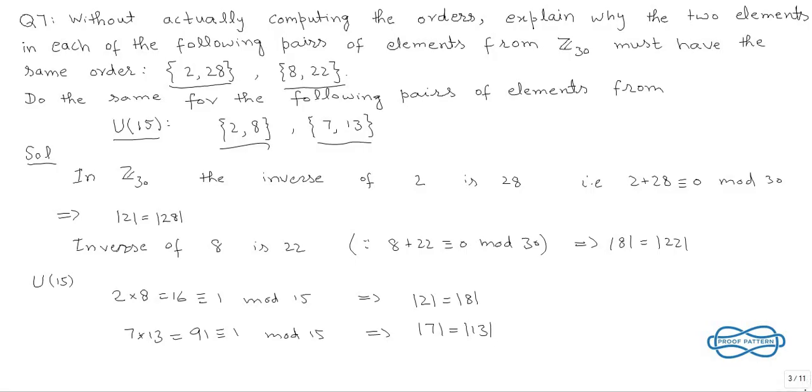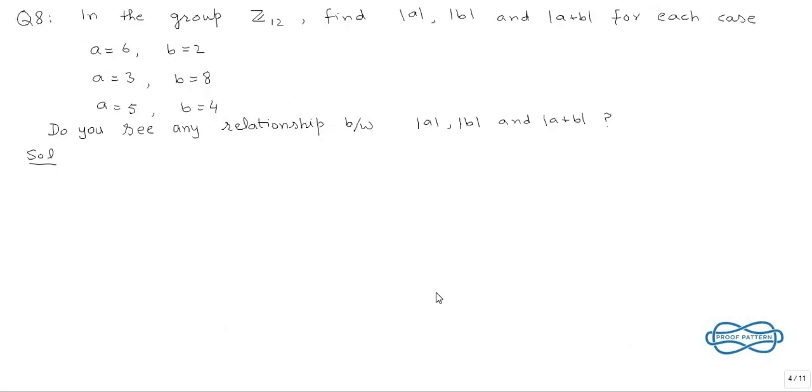We move to the next question. Question number 8. In the group Z12, here we have a group under addition modulo 12, find the order of a, the order of b and the order of a plus b for each of the cases. There are 3 cases given, and there is also a question: do you see any relationship between the order of a, the order of b and the order of their sum?